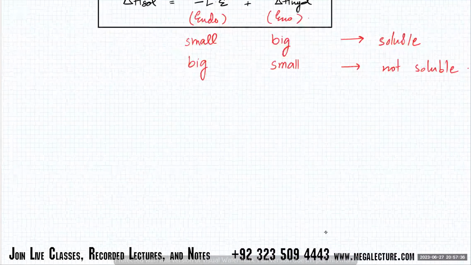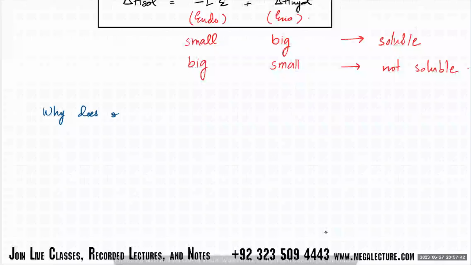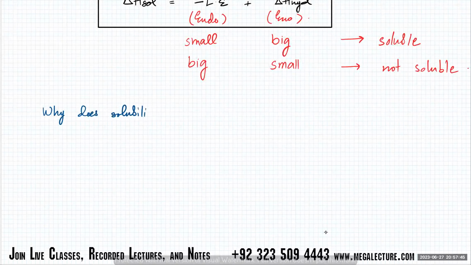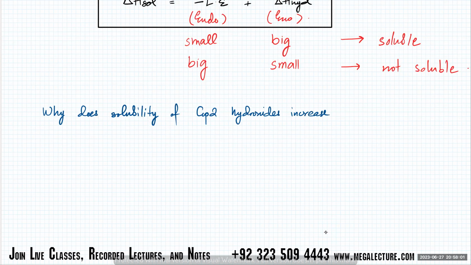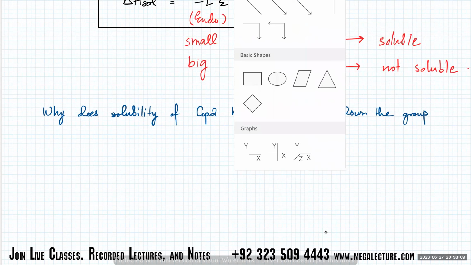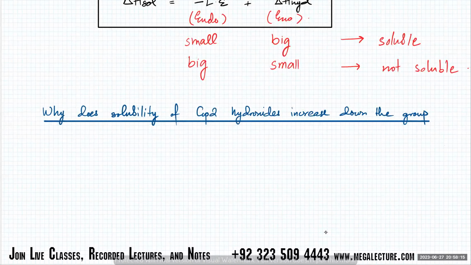Why does the solubility of hydroxides increase down the group? So you'll be asked to explain this using the cycle that's given above.